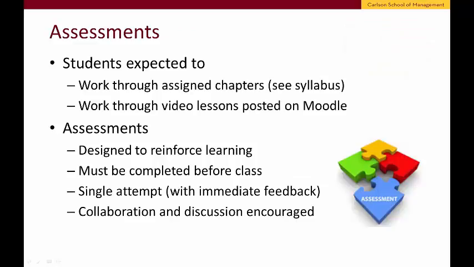Assessments are designed to quiz you on what you learned by working through the video lessons. There will be six of those, worth 15 total points, or 2.5 points each. All the assessments are single attempt with immediate feedback, and you will have about a week to complete each of them, so please take it seriously. They are relatively small, but significant part of your grade.